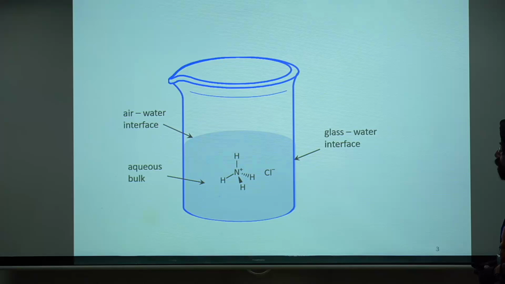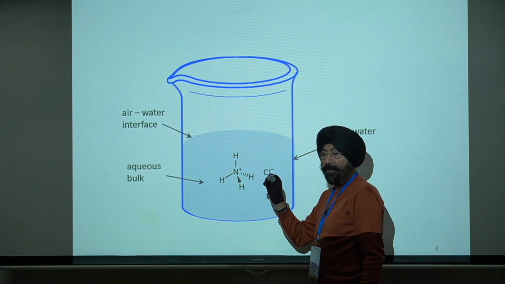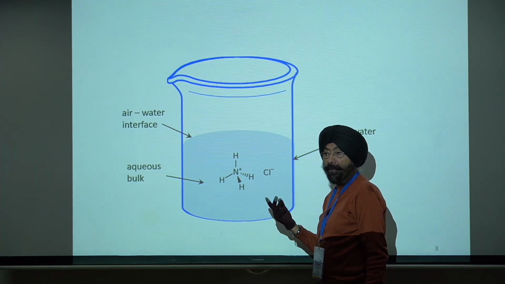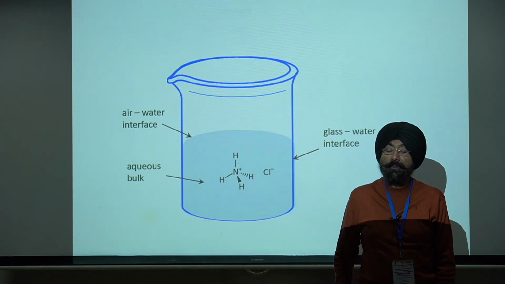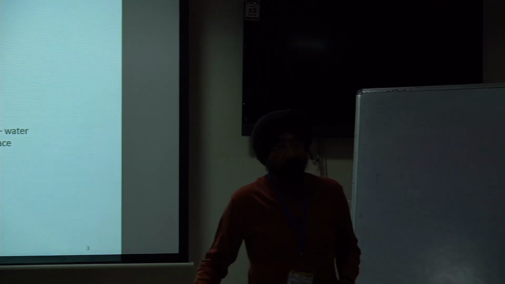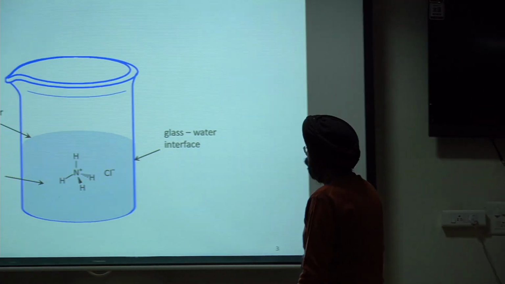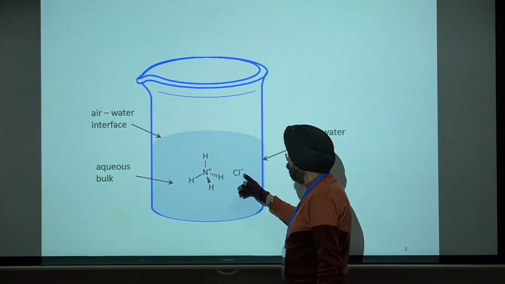What if we add ammonium chloride salt, a very small amount, you may say 1 millimolar, 10 millimolar, and as soon as we add this ammonium chloride, it's an electrolyte, it is split into oppositely charged ions. So ammonium ion, tetrahedral shape, and the chloride ion.